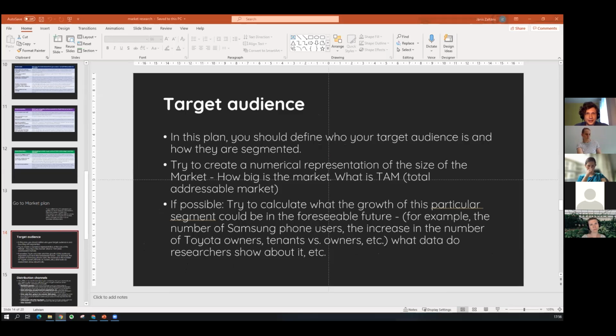Give me a sec. I will show you my own go-to-market plan, which is made in a similar manner to what I'm showing you currently. Just wait a second. So you understand what I mean by target audience.